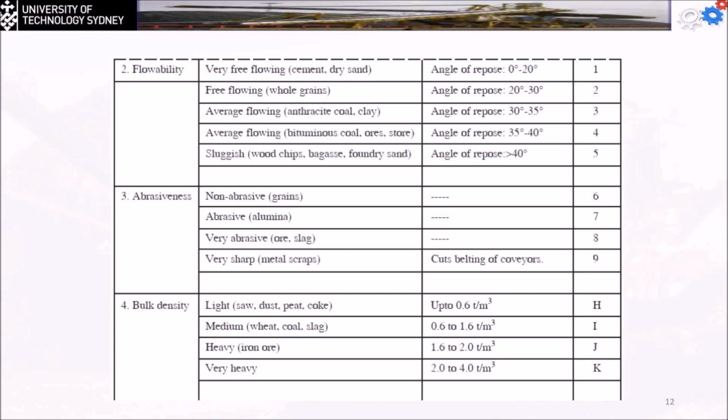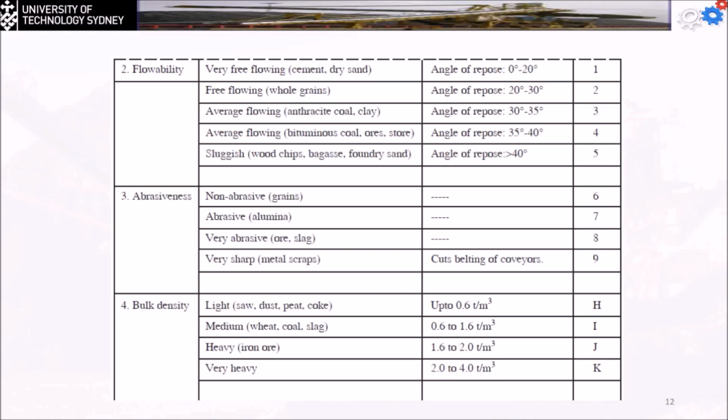Now, the third digit is going to be for the abrasiveness, and this will once again be a number from 6 to 9. Now, if the material is non-abrasive, like the grain, it just flows without doing any scratch on your system, I will give it 6. But if I'm going to have very sharp material, which is going to scratch the system, we can simply put the number 9. And for the abrasive, like the alumina, we are going to put number 7.